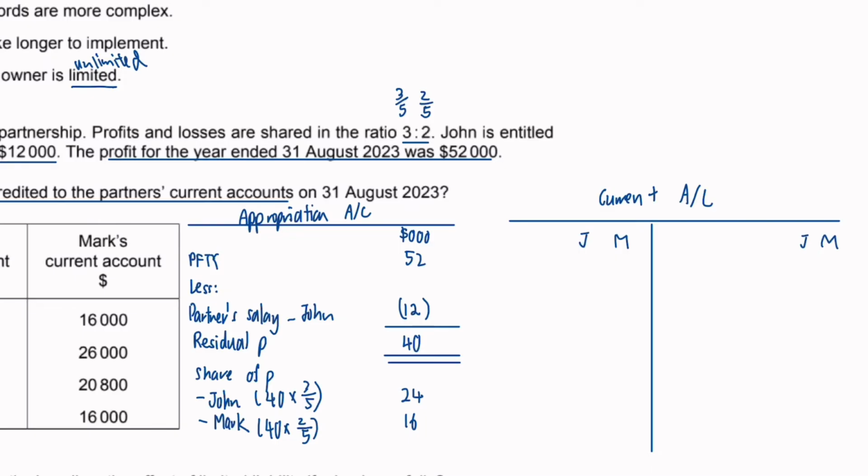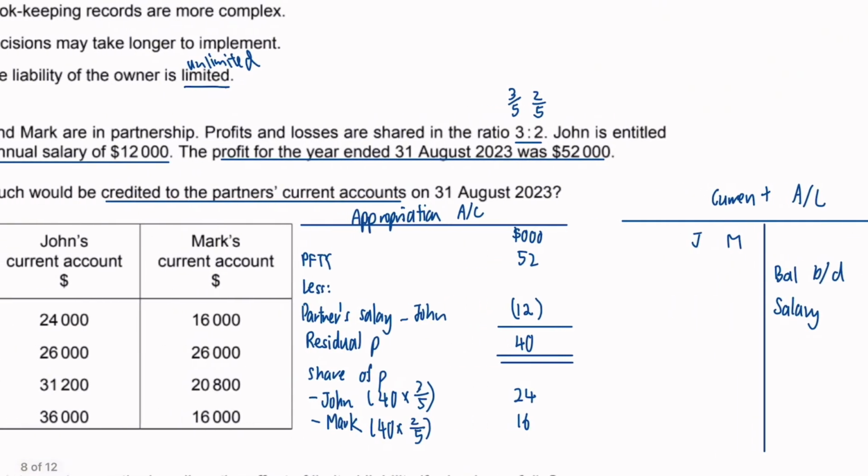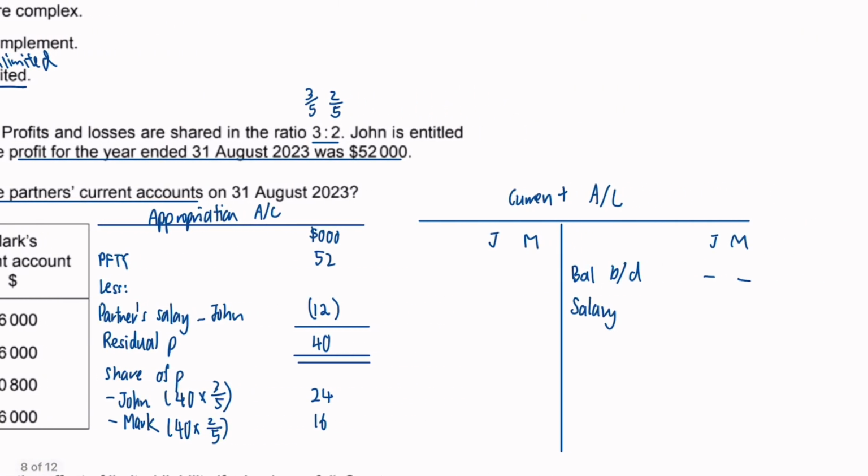Okay, so first, usually we'll start with the balance, but here we don't know what the balance is, so let's just put a dash. Okay, next, share of profit. Oh no, let's account for the salary first. Partner salary, only John has it, it's 12,000, so we put 12. Okay, next, share of profit.